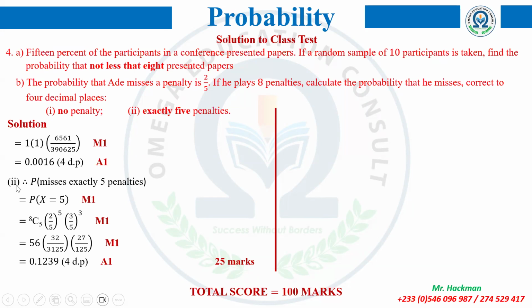Then part two, what are we supposed to do? P misses exactly 5 penalties, so misses this in terms of our success. It means we know our X, so X will be equal to 5. So you substitute, then you do your calculations, which will end up giving you what you have here also, in terms of 4 dp. Then this will also be 25 marks in total.